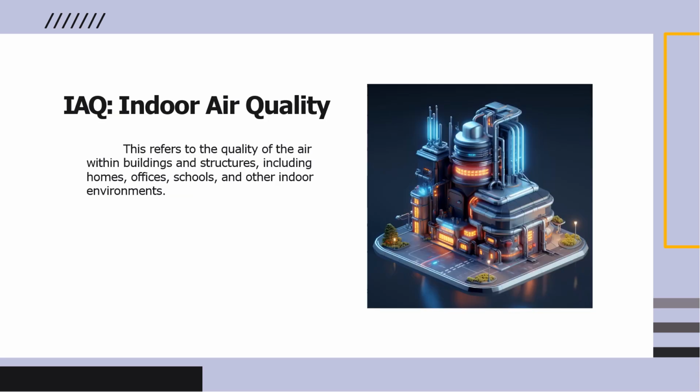Next is IAQ, indoor air quality. This refers to the quality of the air within buildings and structures, including homes, offices, schools, and other indoor environments. An example of specifications for indoor air quality can be found in documentation from ASHRAE.